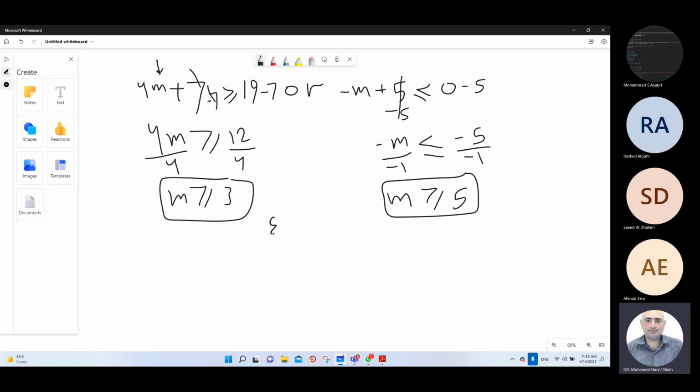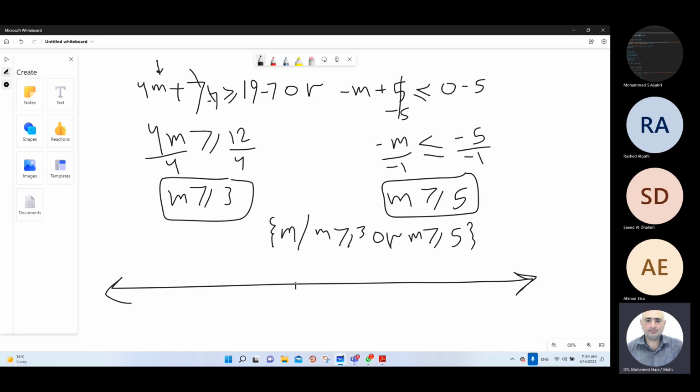Then the set of solution, the variable m such as m greater than or equal 3 or m greater than or equal 5. This is 0 here. Represent 3. This is 1, 2, 3. And use a shaded circle.